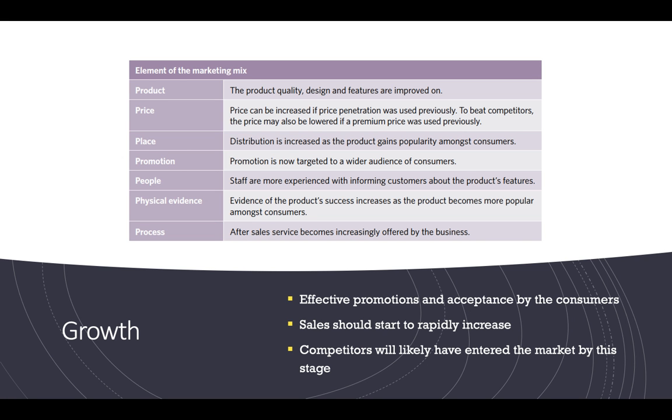Distribution is increased as a product gains popularity amongst competitors. Promotion is now targeted to a wider audience of consumers. Staff are more experienced because they have most likely had the same sort of questions over and over again. And then you've got your physical evidence, meaning that the product success, so that word of mouth, has started to reach other consumers, other potential buyers, which has meant that it can become more popular amongst consumers. And the process, the after sales service to ensure that customers are returning.